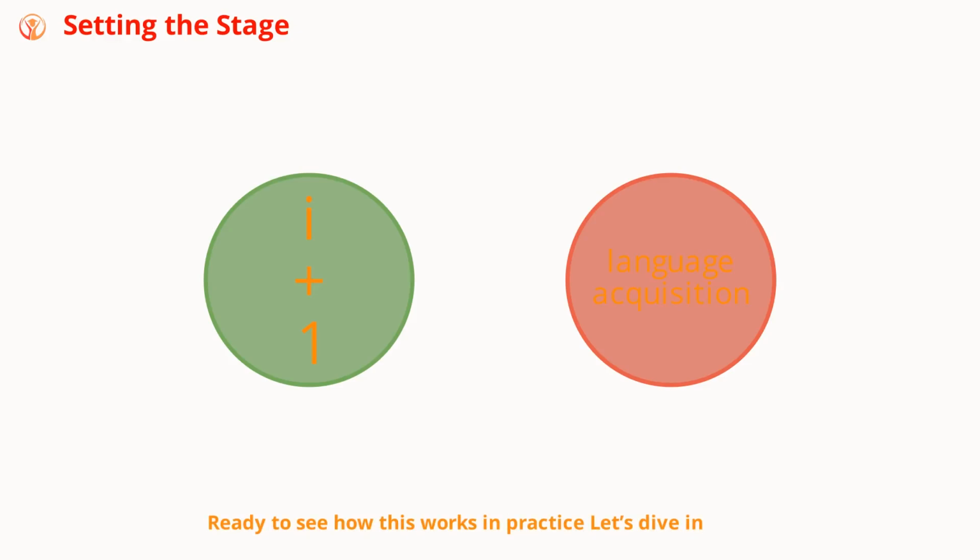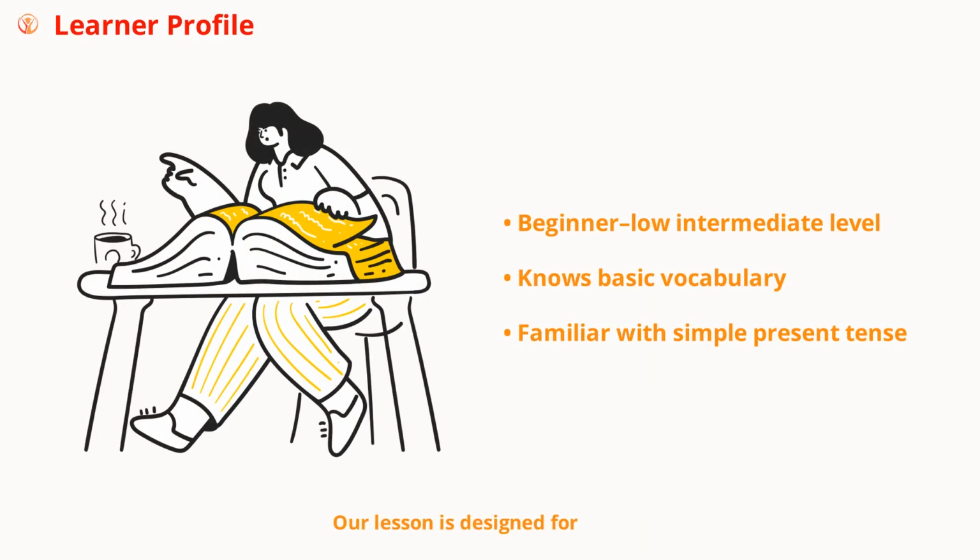Ready to see how this works in practice? Let's dive in. Our lesson is designed for beginner to low intermediate English learners. These students already know basic vocabulary for everyday activities and can use simple present tense verbs like eat, run, play, read, and walk. The teacher's goal is to introduce the present continuous tense, ensuring that learners understand most of the language being used. By starting with what students already know, we create a supportive environment for learning.